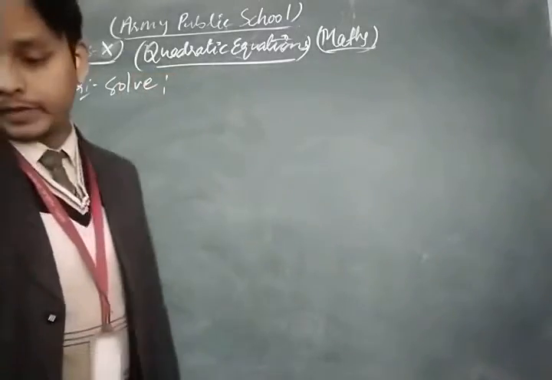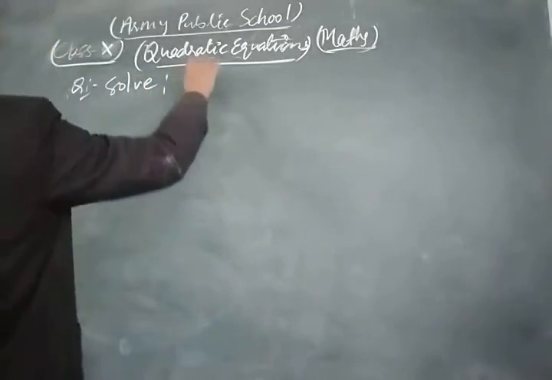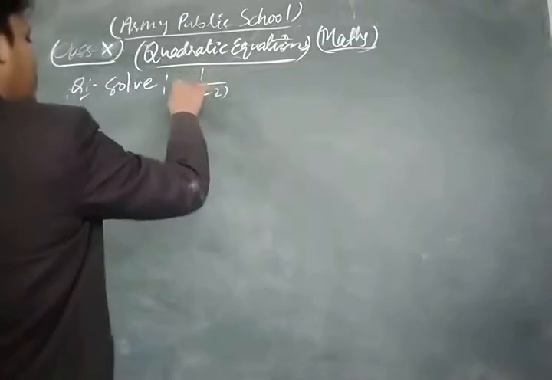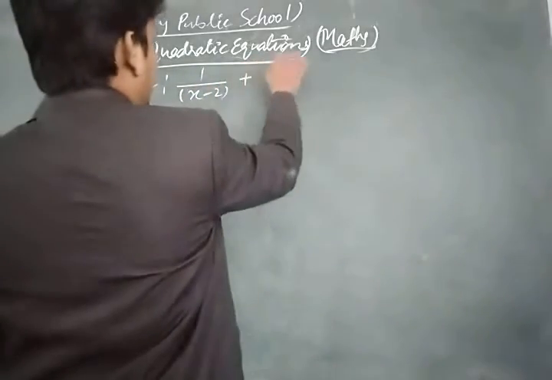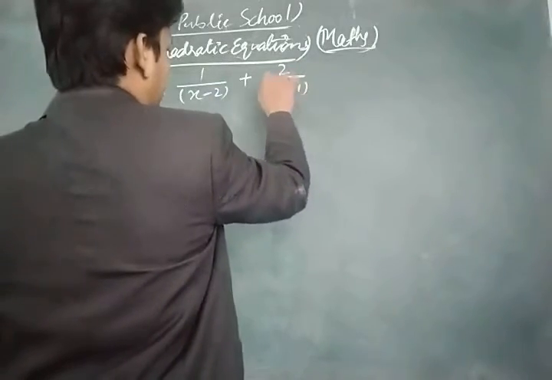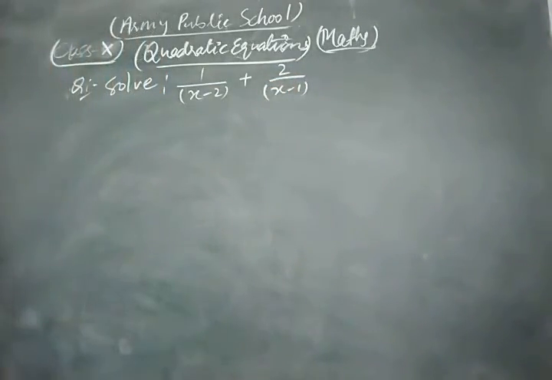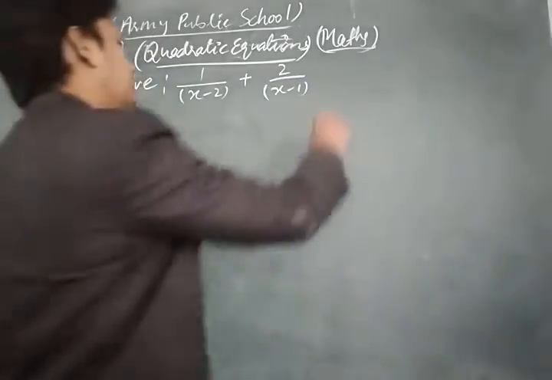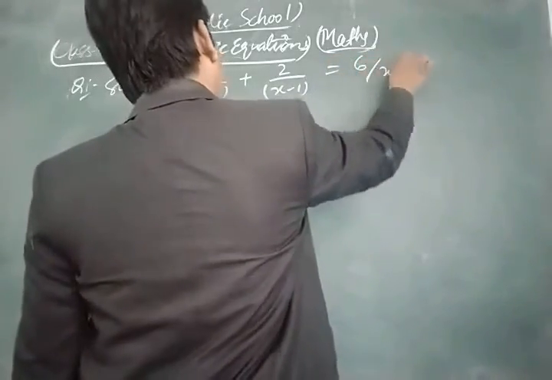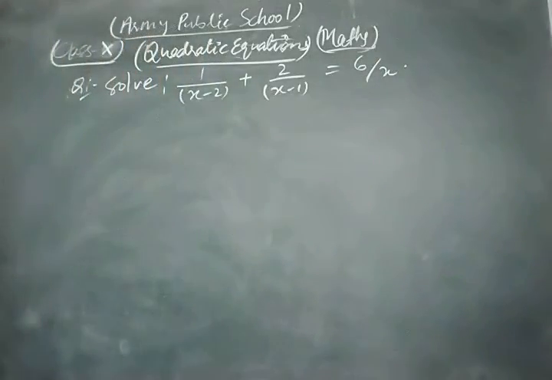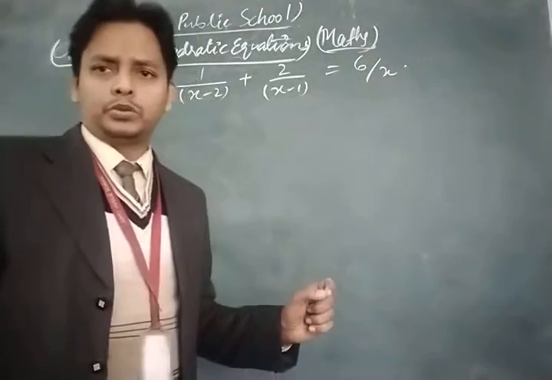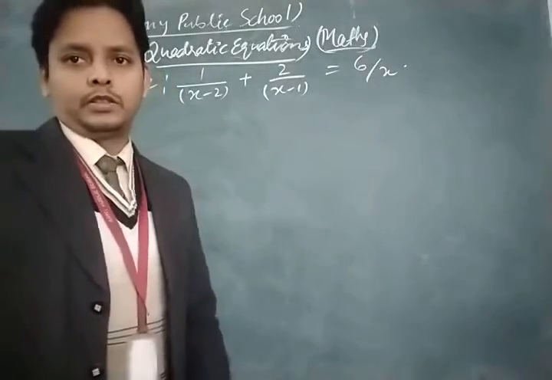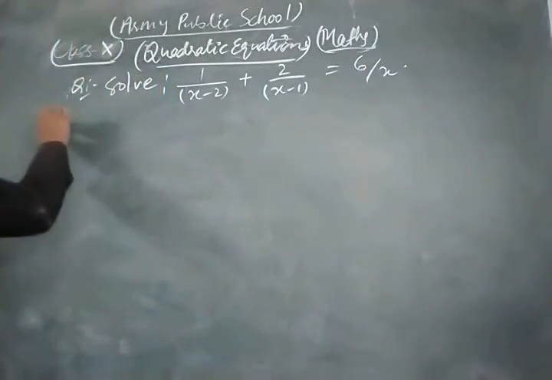Solve the given equation: 1 upon x minus 2 plus 2 upon x minus 1 is equal to 6 upon x. Dear friend, this is a very important question of your syllabus. Let's see its solution.